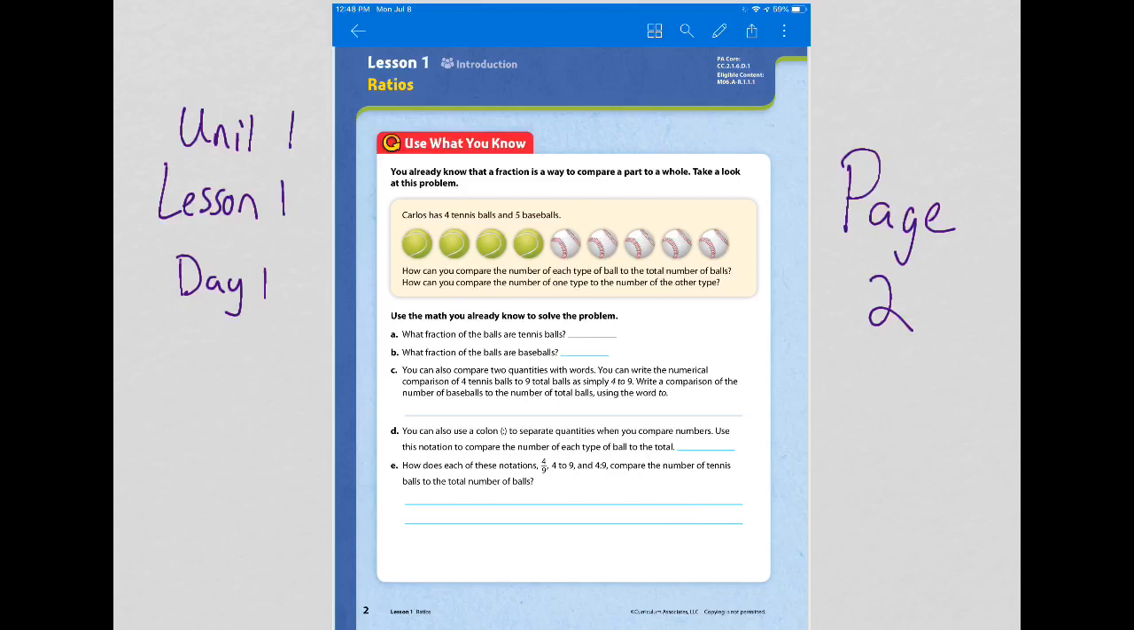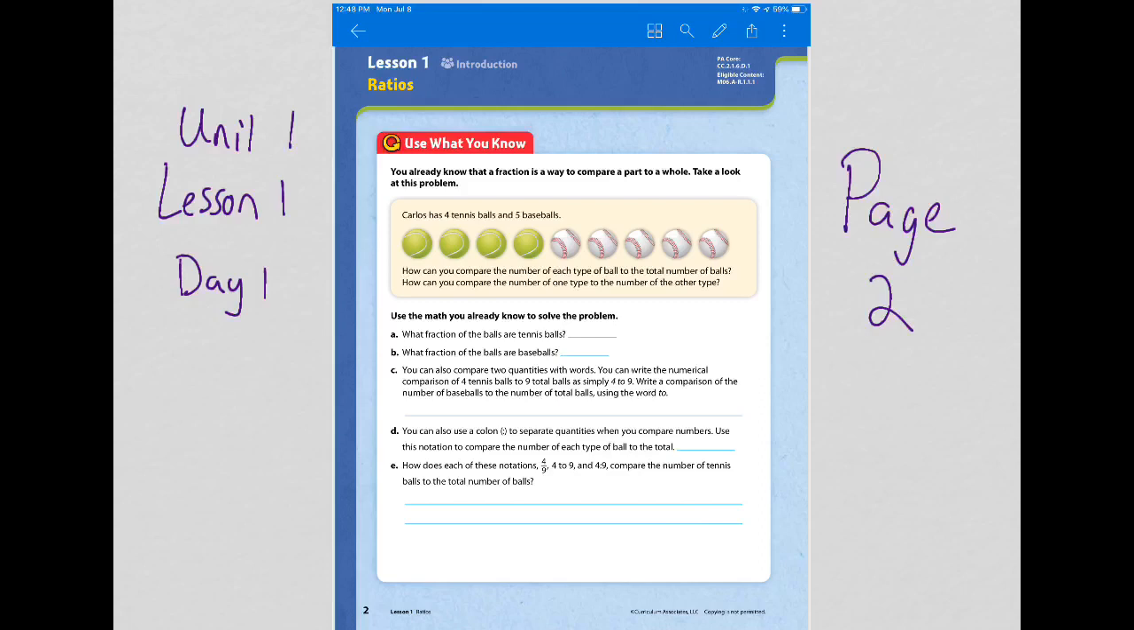So this is a video lesson for lesson 1, day 1. You should be in your math book on page 2, so take a second to get there. As you do the video lesson, I'm going to be giving directions for you to pause the video and restart it to do things. Please follow those directions. Also, you can use a calculator in this lesson. All right, so let's get started.